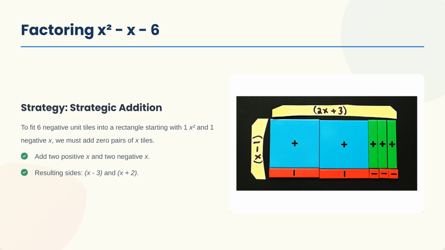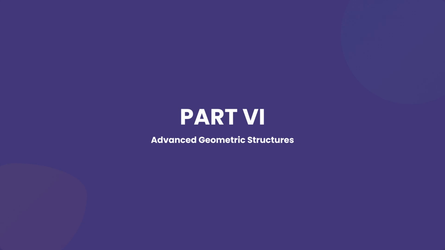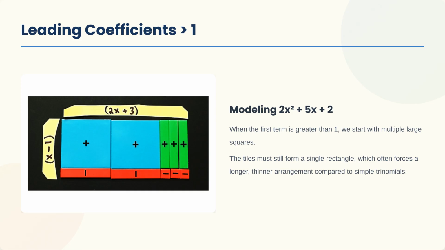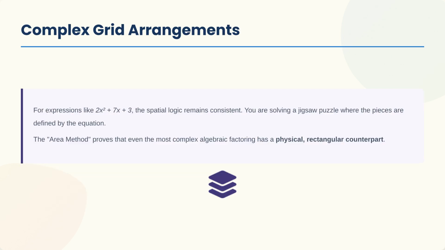To factor an expression like x squared minus x minus 6, we use these zero pairs strategically. By adding and subtracting the right number of tiles, we can force the pieces into a perfect rectangle. Finally, Part 6 looks at more advanced geometric structures. When the leading coefficient is greater than 1, we start with multiple large squares. The tiles must still form a single rectangle, often resulting in longer, thinner configurations. Even for complex expressions, the spatial logic remains consistent.